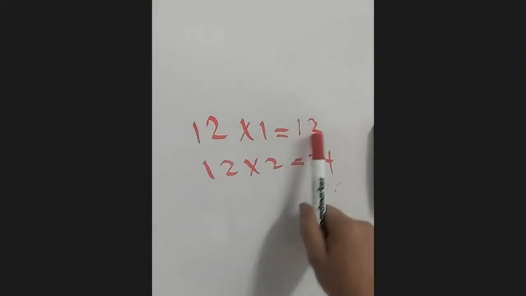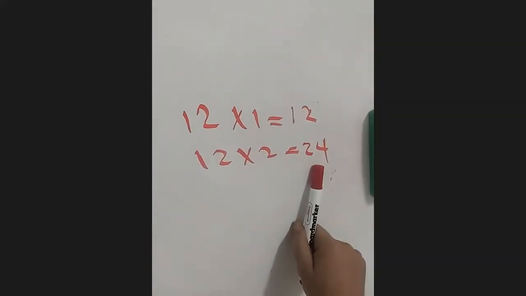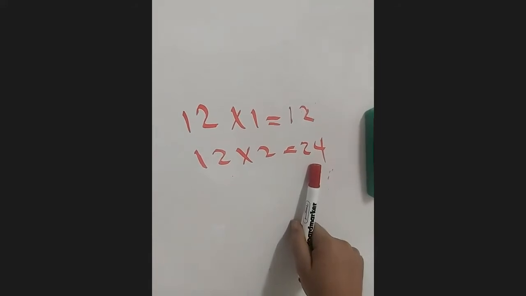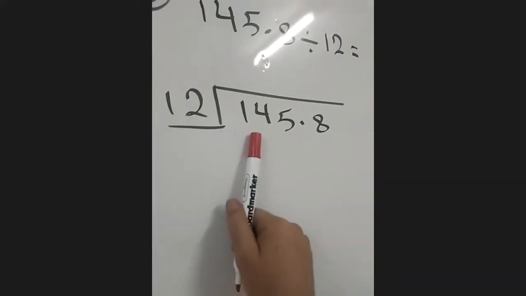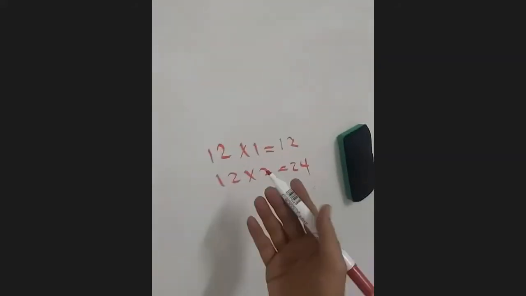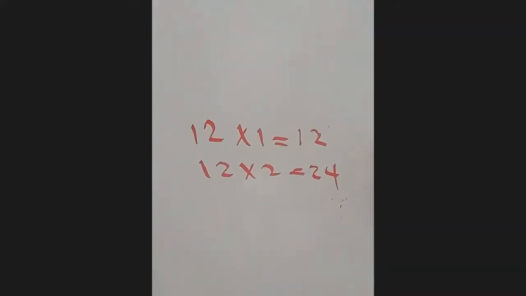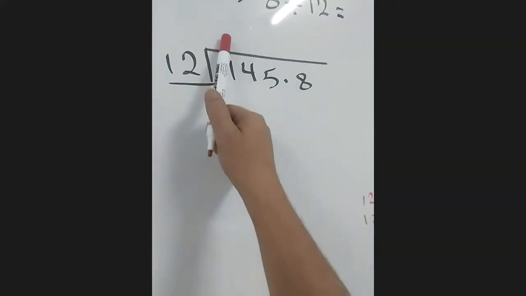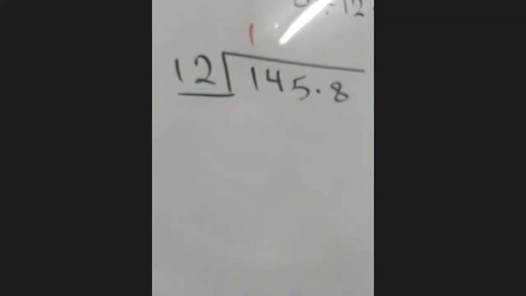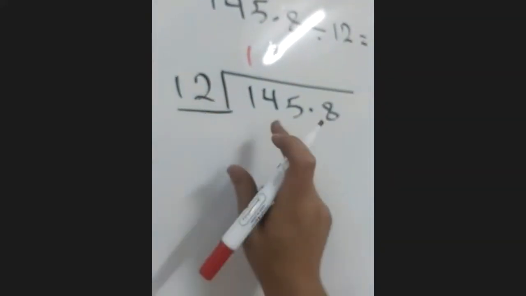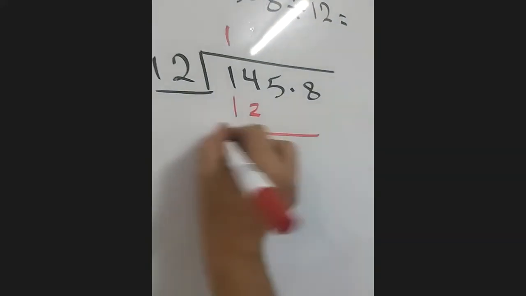12 times 1 is 12. 12 times 2 is 24, right? Now what we want is 14. Where is the 14 here? Do we take 12 or 24? We take 12. So what will I put up here? 1. Now 1 multiplied by 12, how much? 12. Now do subtract.